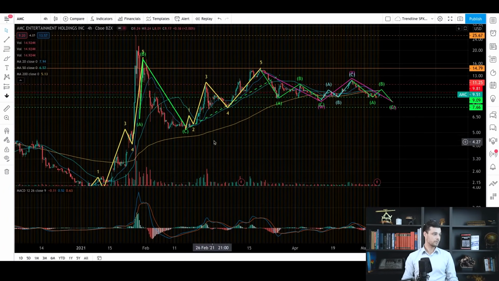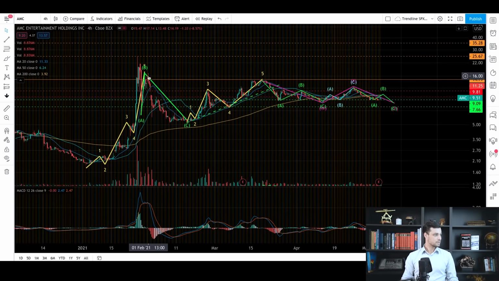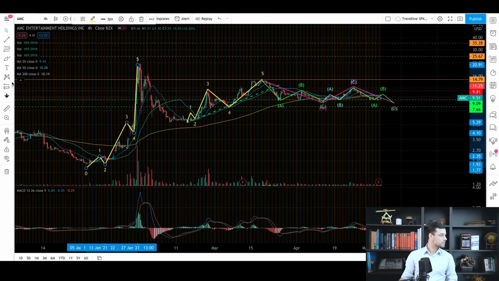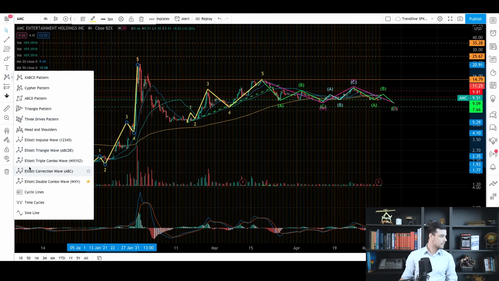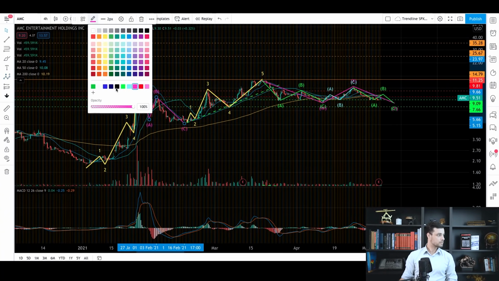So move up, all right, the first here, then correction in here. Sorry, this is a bit disgusting. Up, my correction is like this, ABC guys. Moves up, develops in 5 waves, moves down, develops in 3 waves. All right, so this is my move down. Let me put it in green.